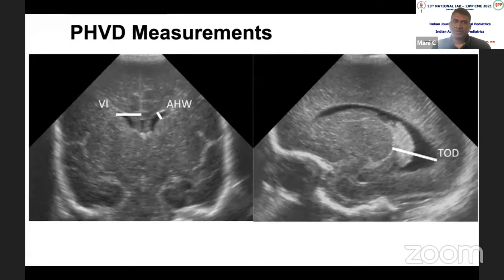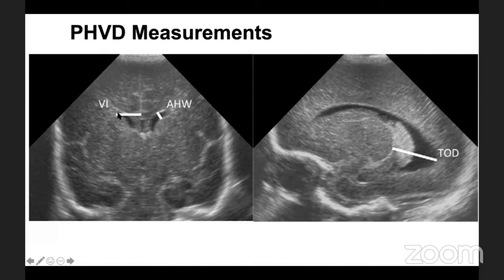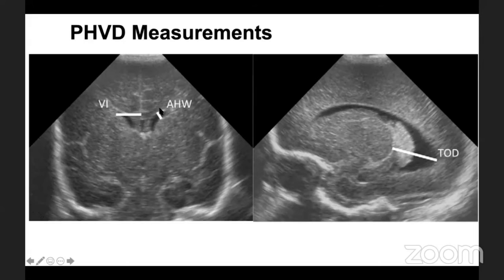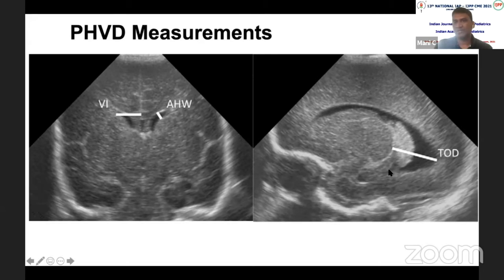In those babies, particularly with grade 3 and grade 4, it is important to measure the ventricle frequently because there can be post-hemorrhagic hydrocephalus that you would come across in these babies. And it's important to see the VI, the ventricular index, where you measure the maximum dilated ventricle from the midline and at the level of the interventricular foramen of Monroe. And you can measure the anterior horn width of the lateral ventricle. And then you can also measure the thalamo-occipital distance.